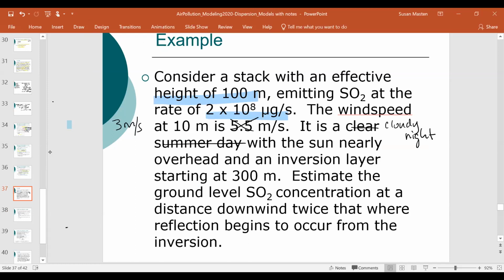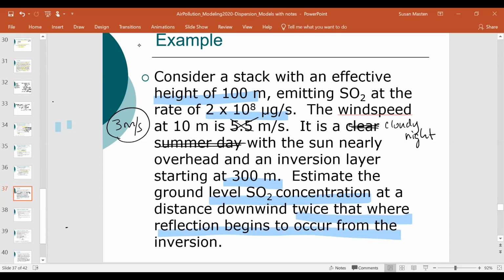Just recognize we just changed that. We're going to look at a condition. Instead of a clear summer day, we'll do this on a cloudy night, and we have a wind speed of 3 meters per second. We have an inversion layer at 300 meters, and we want the ground level SO2 concentration. And we want it at a distance downwind twice that where the reflection begins to occur from that inversion.